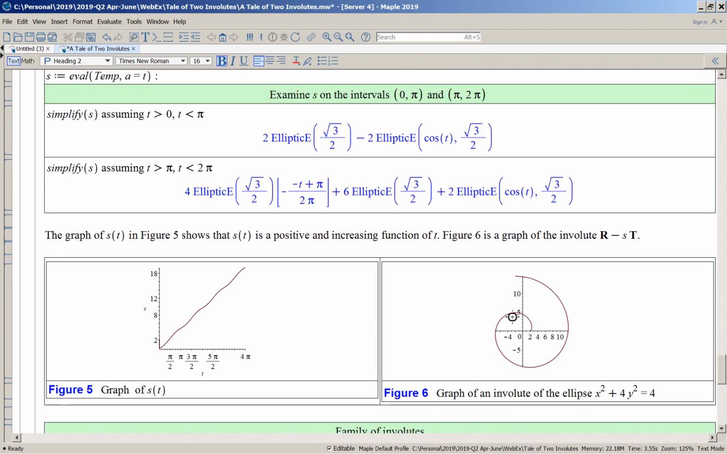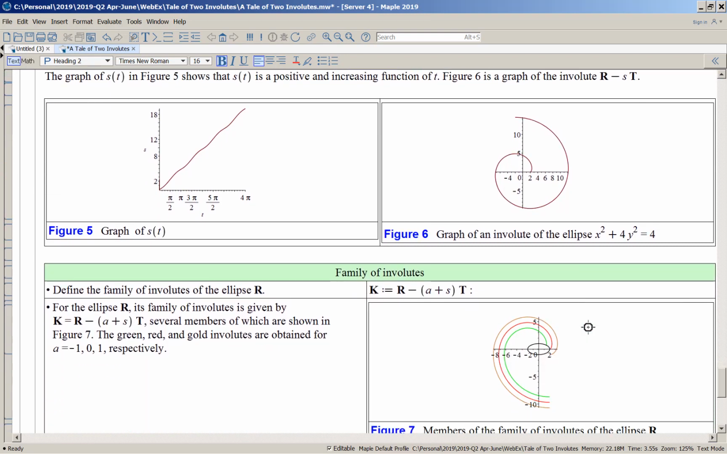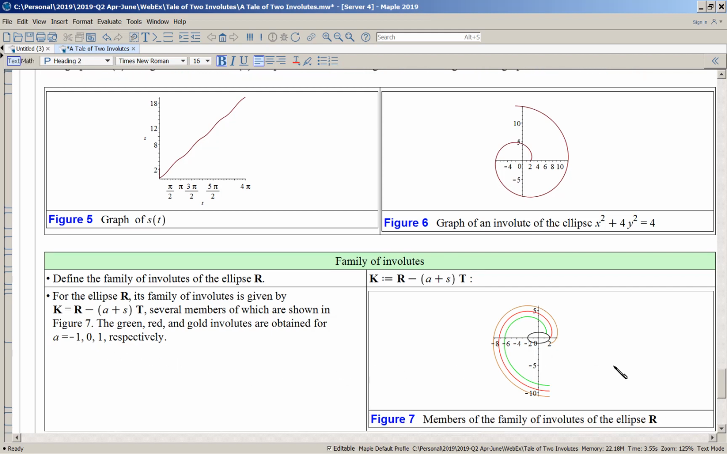And this is the graph of the involute that I get if I use the formula r minus st. And so, how do you get a family? Well, if you add to the arc length when you start, it's going to be down here. If you subtract from the arc length when you start, you're going to be up here. So these three curves were drawn with a equals -1, 0, and 1, just to see what the members of the family might look like.